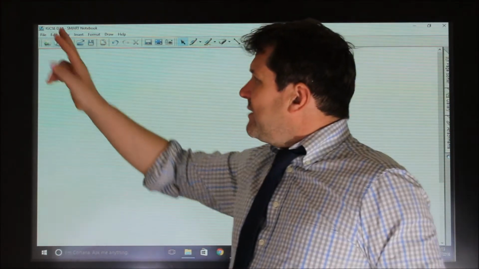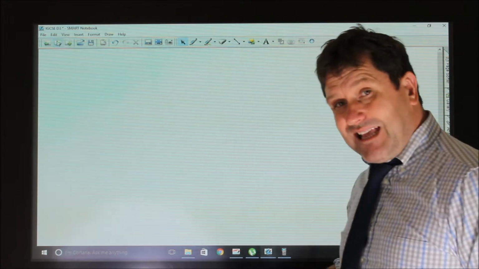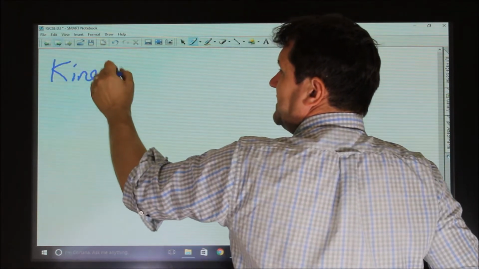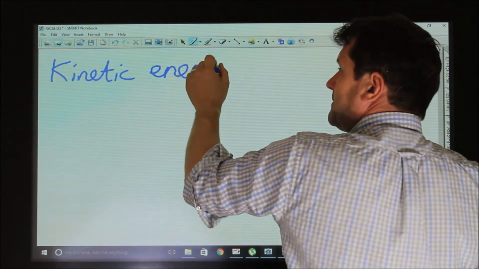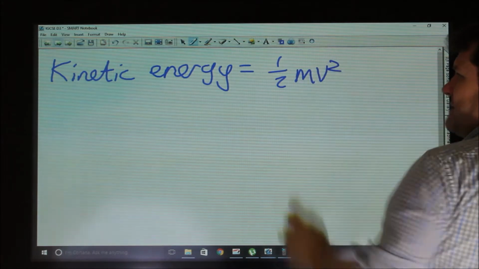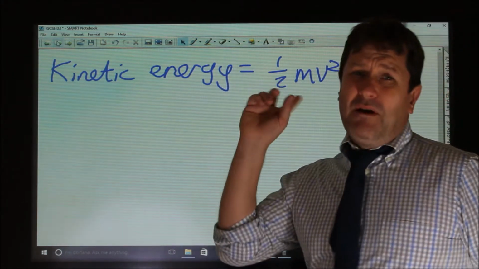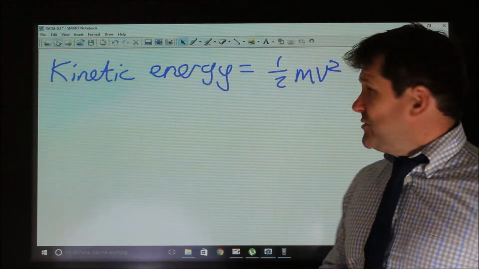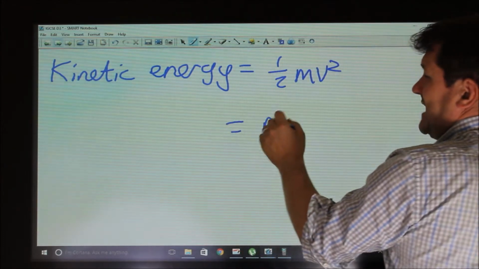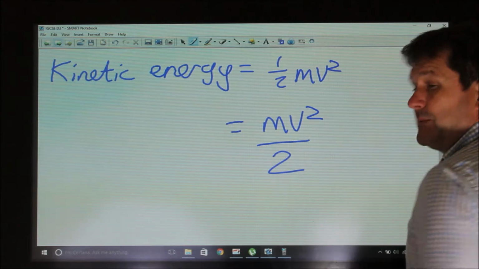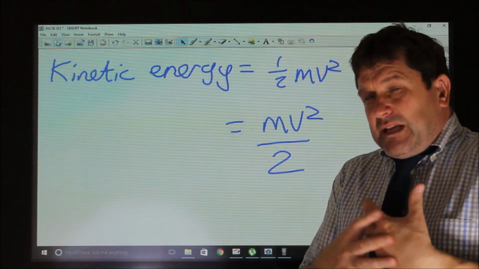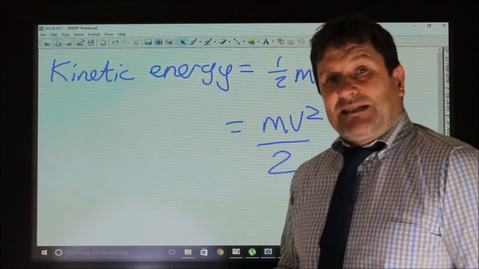Now, the next equation is kinetic energy. Now, kinetic energy, or movement energy, equals 1/2 times mass times v squared, or mv squared divided by 2. There's another way of writing it, which is mv squared divided by 2. Now, anything which is moving has kinetic energy.